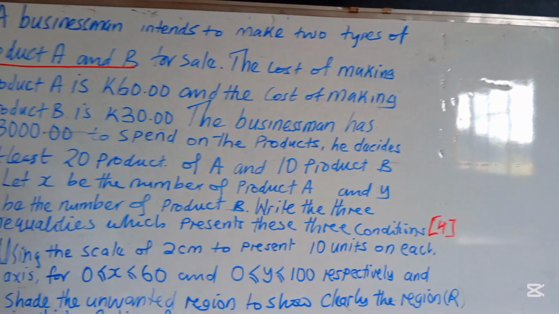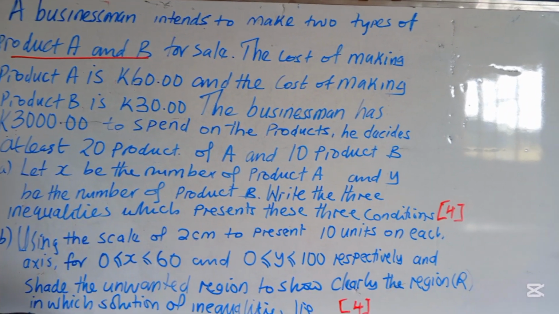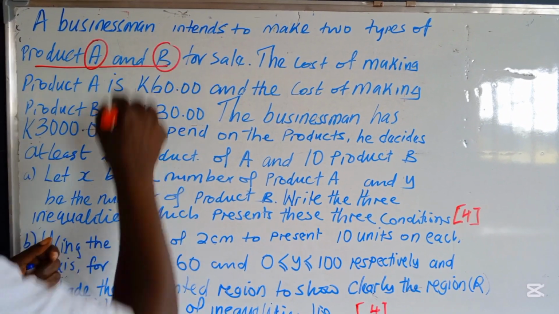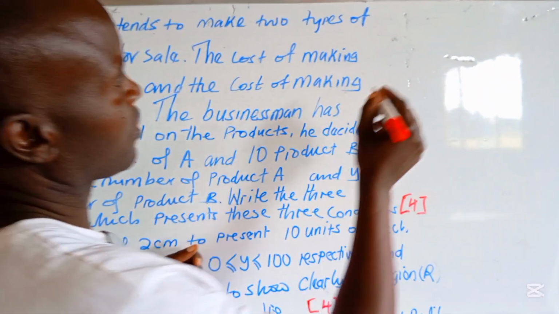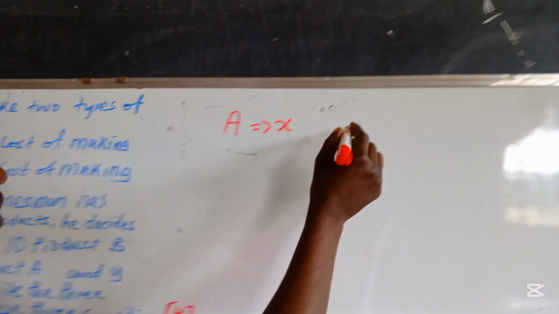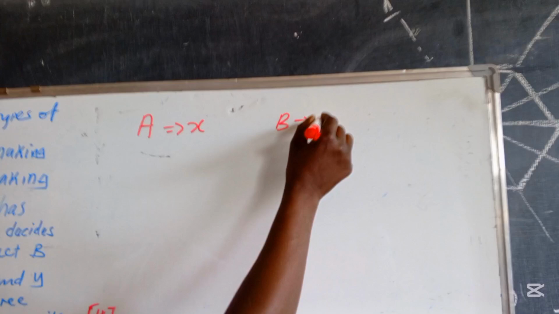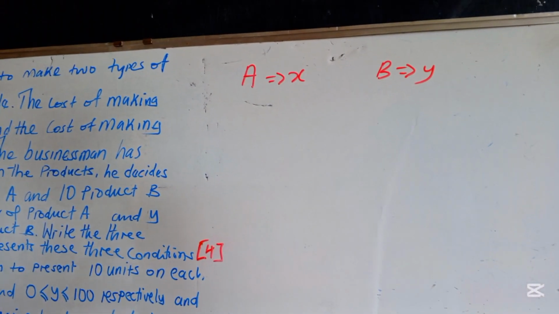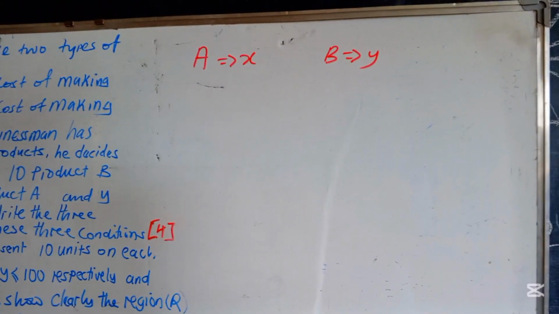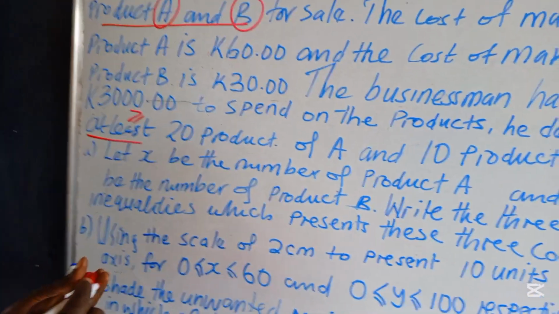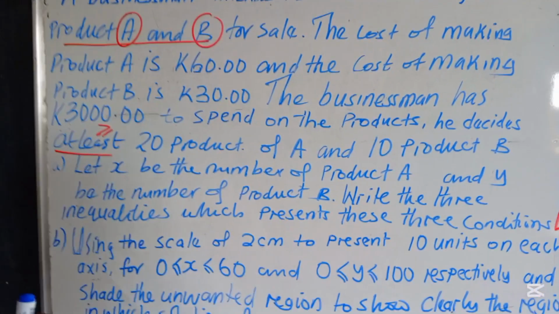So ladies and gentlemen, in an exam, don't even waste your time. Immediately they say product A, you take it that product A represents X, and the product B represents Y. Immediately in an exam, when they ask you to do that, once you do like that, then you start following. Things to remember: the word at least. This word at least means greater or equal to.